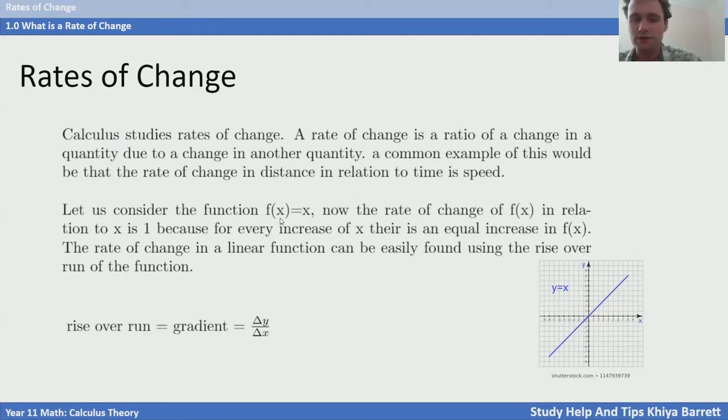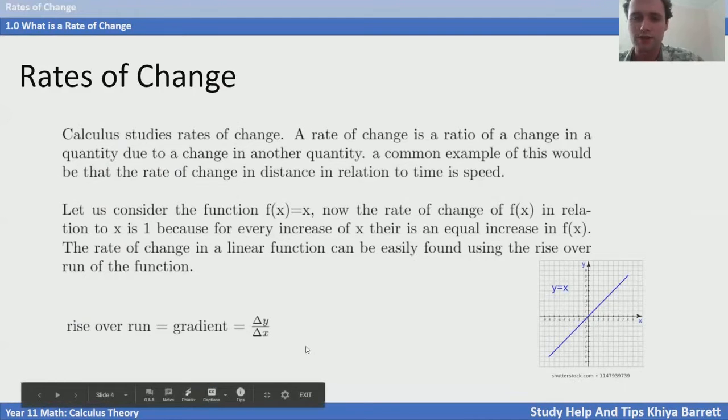Let us consider the function f(x) equals x. Now the rate of change of f(x) in relation to x is 1 because for every increase of x, there is an equal increase in f(x). The rate of change in a linear function can be easily found using rise over run, as change in y over change in x.